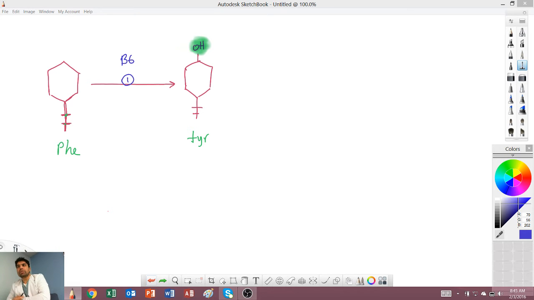Now there's a term known as essential amino acid. What does that mean? Essential means it is essential for you to get it from your diet because your body cannot make it. So if this enzyme, phenylalanine hydroxylase, is deficient, that means tyrosine becomes what? Essential. You cannot make it, you have to get it from your diet. Please understand what essential amino acid means. Essential amino acids are those which your body cannot produce, so you have to get them from diet.